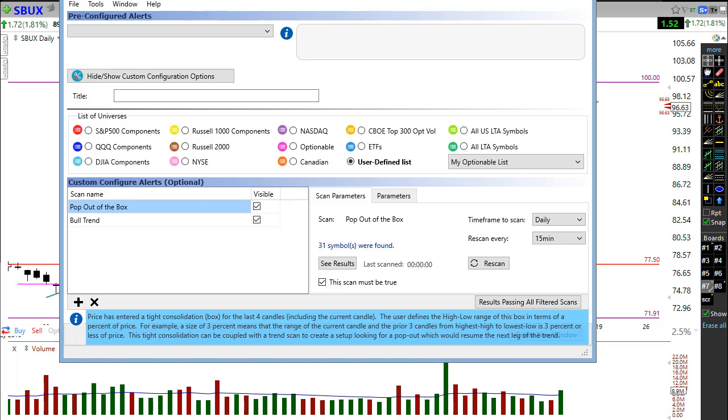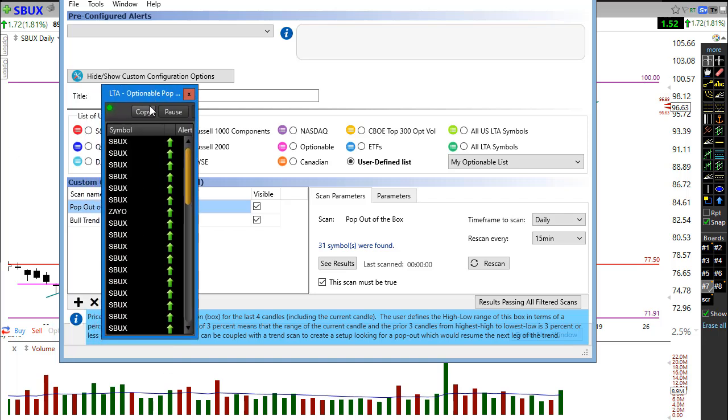And here's the cool thing. You don't need to just say, okay, pop out of the box is the only pattern I want to trade. You can certainly do that, but you can run the pop out of the box pattern scan and a bunch of other scans all at the same time automatically. That data comes to you automatically in the scan.